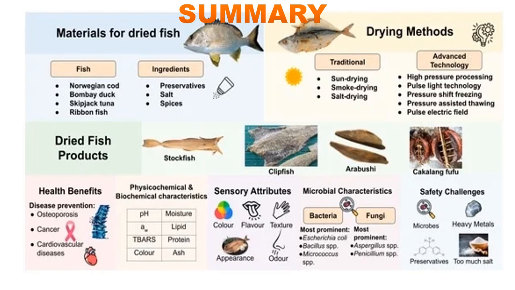They are a very common and age-old practice of very high health value. They can give us better health protection against osteoporosis, cancer and cardiovascular disease. The quality aspects can be monitored, like moisture, pH, lipid deterioration like TBARS, and sensory aspects like color, flavor and texture are very important. And there are microbial characteristics like the presence of pathogens like Escherichia coli or other Micrococcus. Some of the other pathogens can be measured.